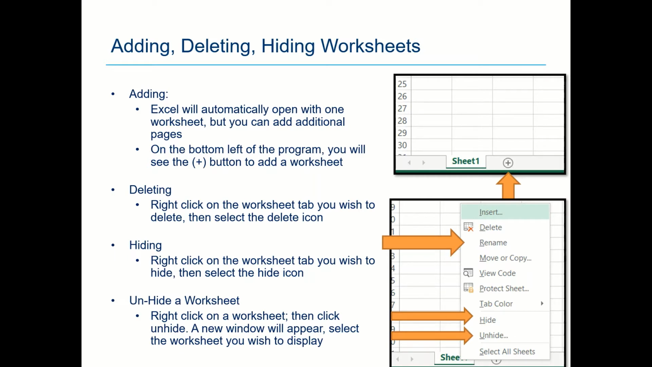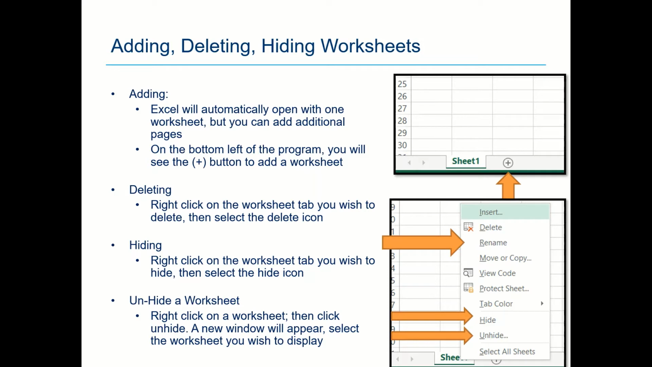If you hit that plus button, Excel will automatically open one worksheet, but you could add additional pages. You could also delete them. So if you right click on the worksheet tab at the bottom, you wish to delete, and then click the delete icon. You could also hide.